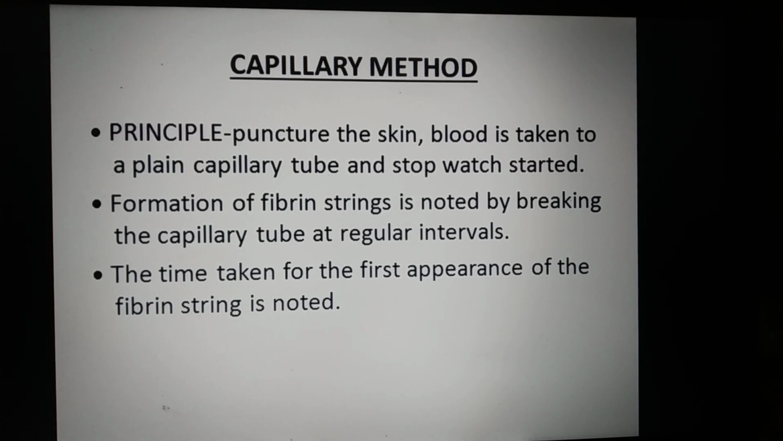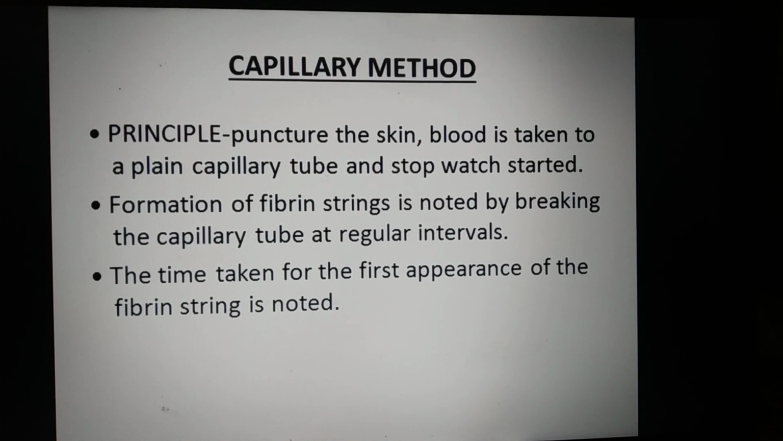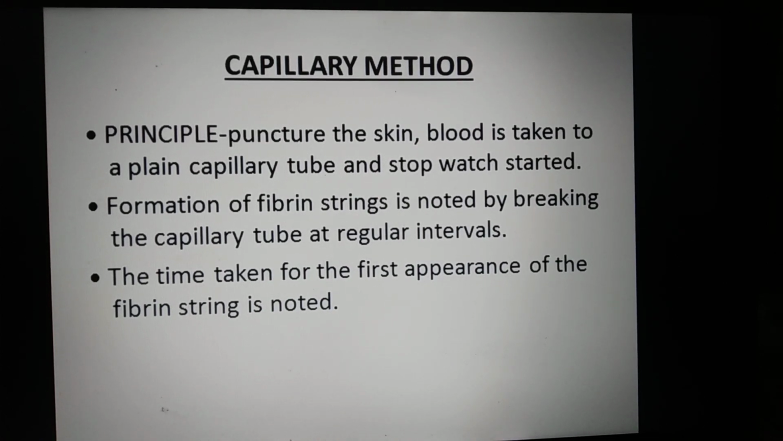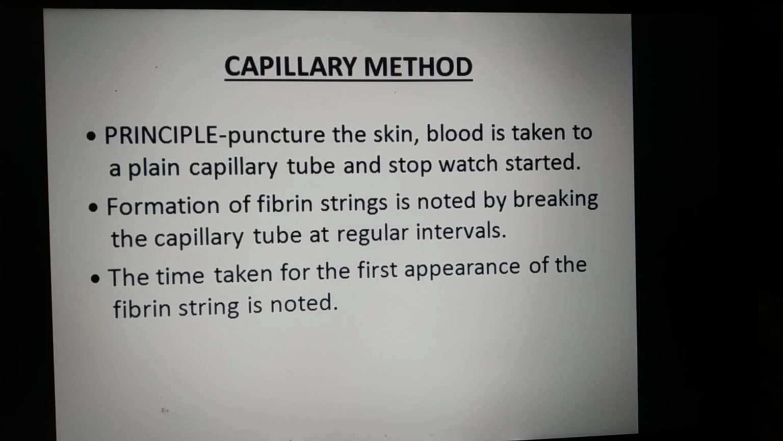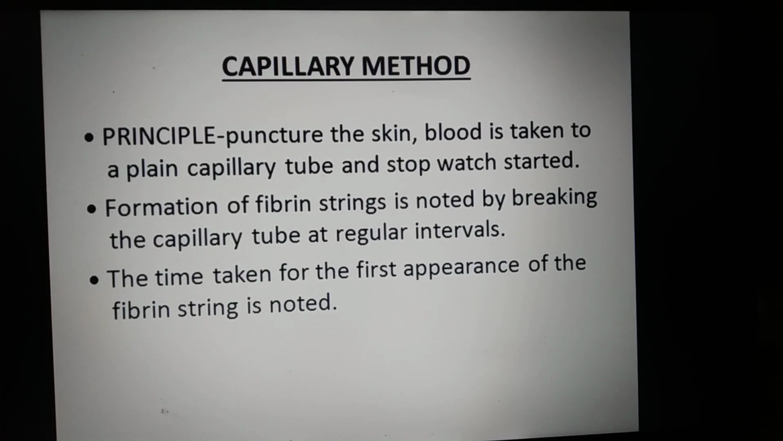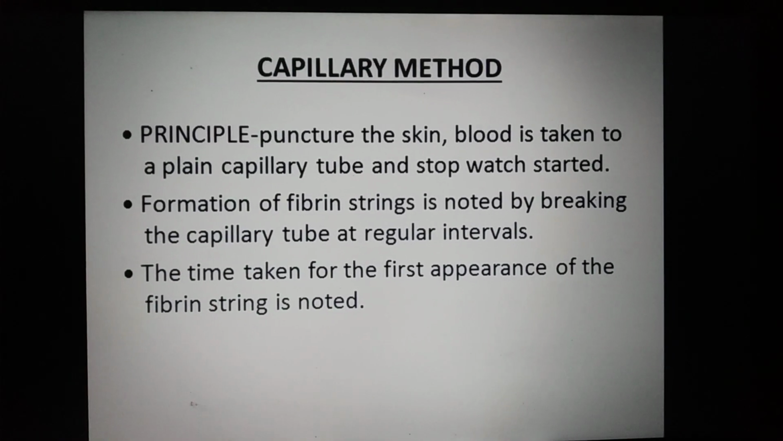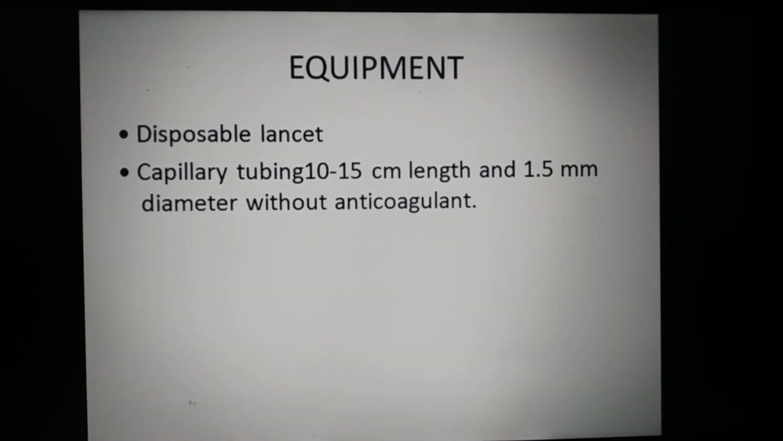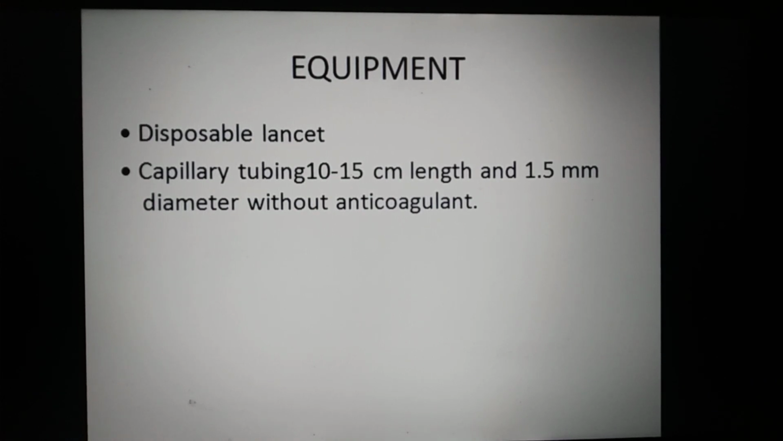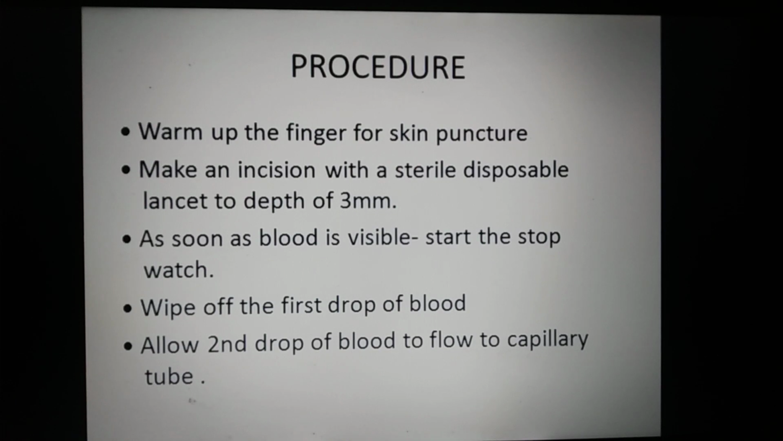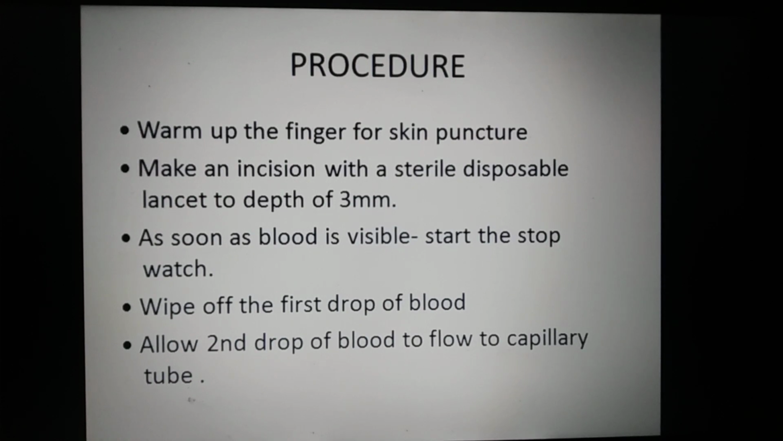Now the capillary method. Here we puncture the skin, blood is taken into a plain capillary tube and a stopwatch started. The formation of fibrin strings is noted by breaking the capillary tube at regular intervals. The time taken for the first appearance of the fibrin string is noted. Here we need a disposable lancet and a capillary tube 10 to 15 cm in length and 1.5 mm in diameter without anticoagulant. First make an incision in the finger with a sterile disposable lancet. Then as soon as blood is visible, start the stopwatch, wipe off the first drop of blood, then allow the second drop of blood to flow into the capillary tube.